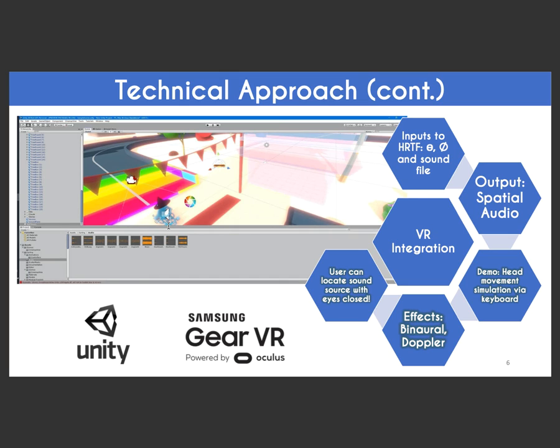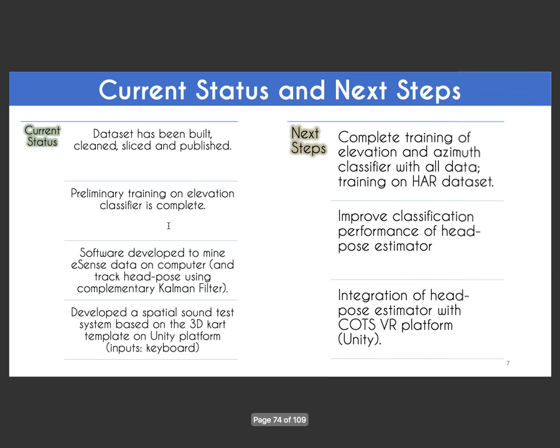Apart from that, my peers have also developed this environment in Unity. Here you can simulate head pose by pressing several arrow keys on the keyboard. As you press the arrow keys, the character in this game moves around. And if you are wearing headphones, then you can actually get a feel of how spatial audio sounds.